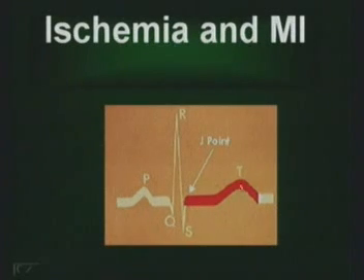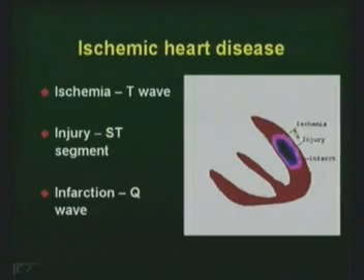Ischemia and MI is through and through. I think we have to focus on the ST segment and the T segment here. We've got 3 types of damages to the heart. So we've got ischemia, we've got injury, and we've got an infarct. Infarct is a dead muscle. Okay, the muscle has got necrosed, so that is represented by a Q wave.